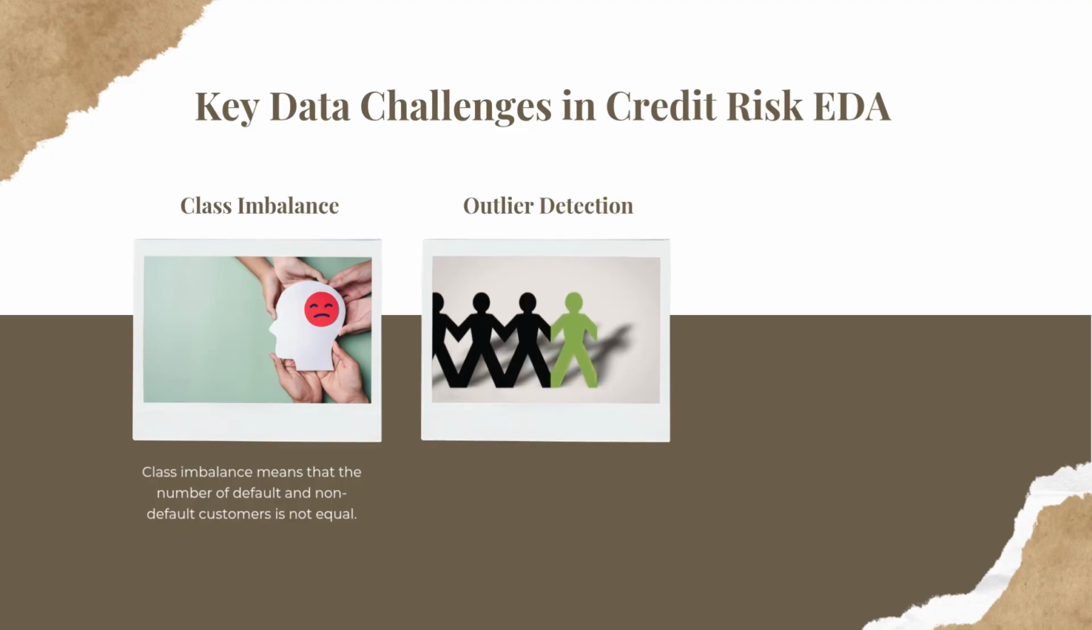Next is outlier detection. Outliers are extreme or unusual values in the data. For example, very high income or very low, or unrealistically high age. Why is this a problem? As we discussed, they can distort the averages and mislead the model. They can make normal customers look risky or vice versa. So, outliers can silently damage the model performance if ignored.